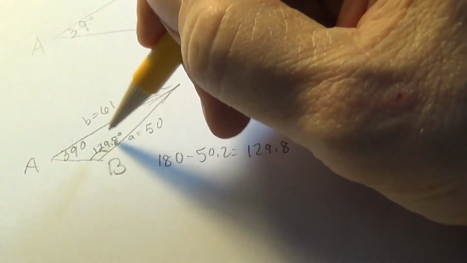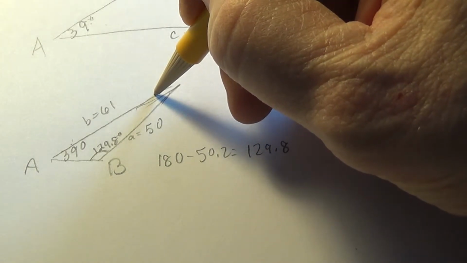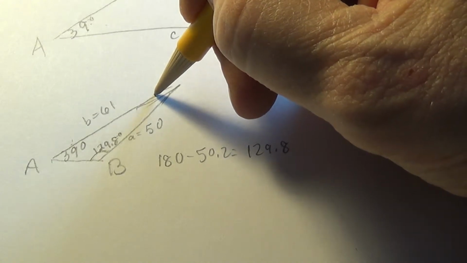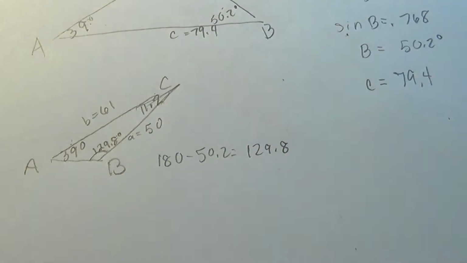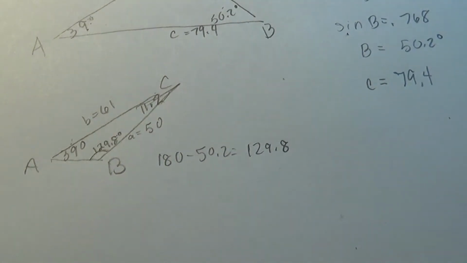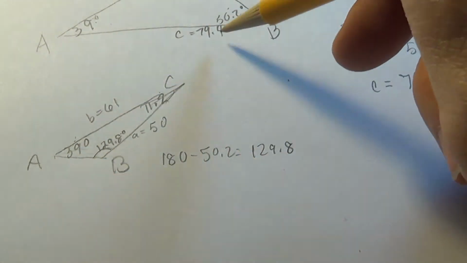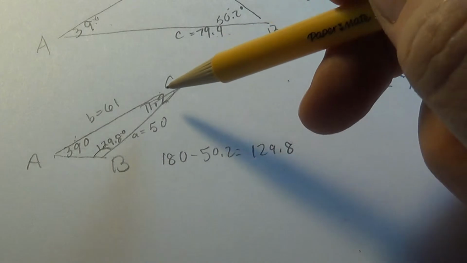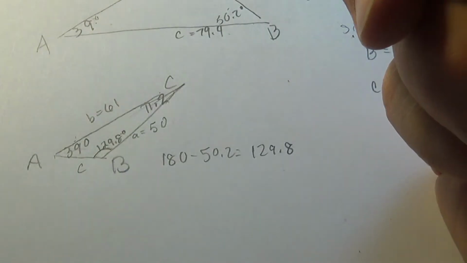Now I can subtract these two from 180 to get angle C, so that's quick. And when I did that, I got 11.2. And now we're in familiar territory again. So this is going to be much shorter than it was up here where we got a C of 79.4. So we're going to set up the law of sines. We're looking for side C and then we're done.